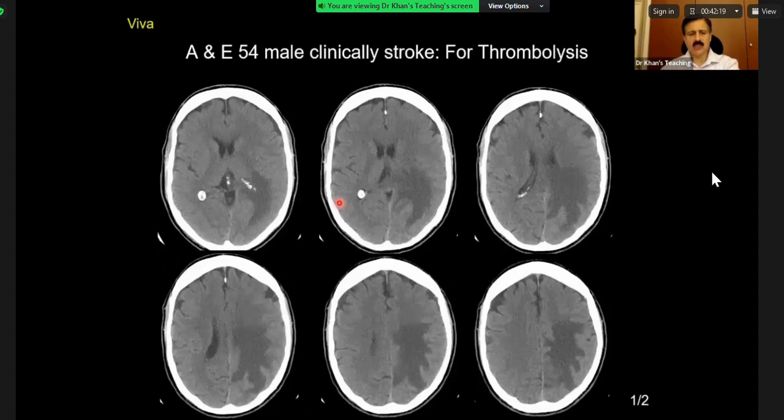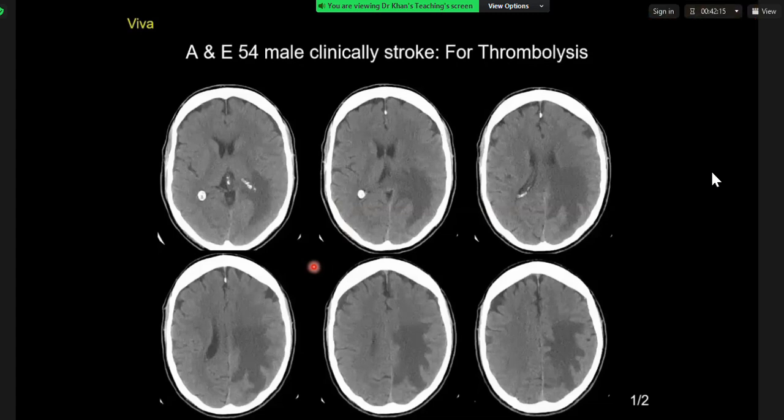This patient is for thrombolysis. What is your opinion? I'm looking specifically for any acute hemorrhage. I can see there is territorial infarction on the left side, and there's some high density within the ventricle, but that is calcification of the choroid plexus. I do not see any sign of hemorrhage here.